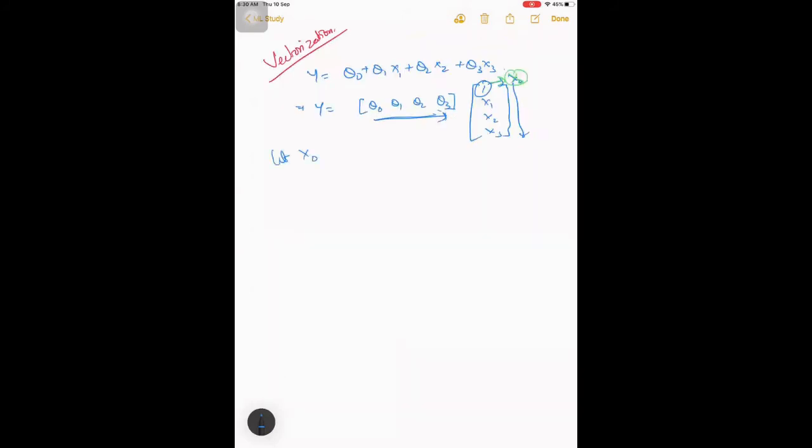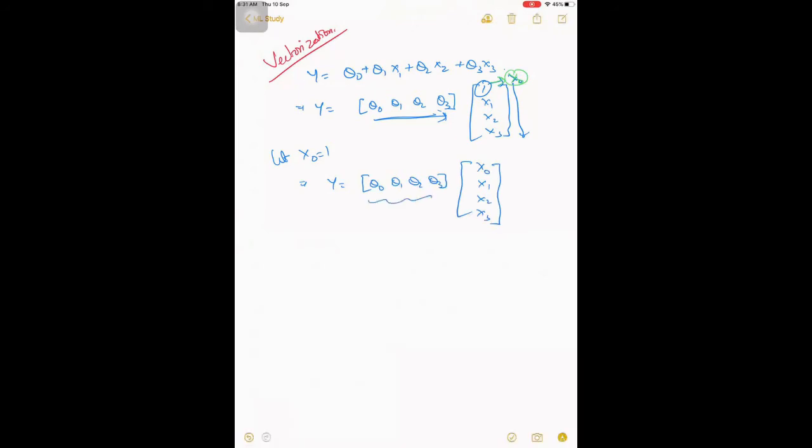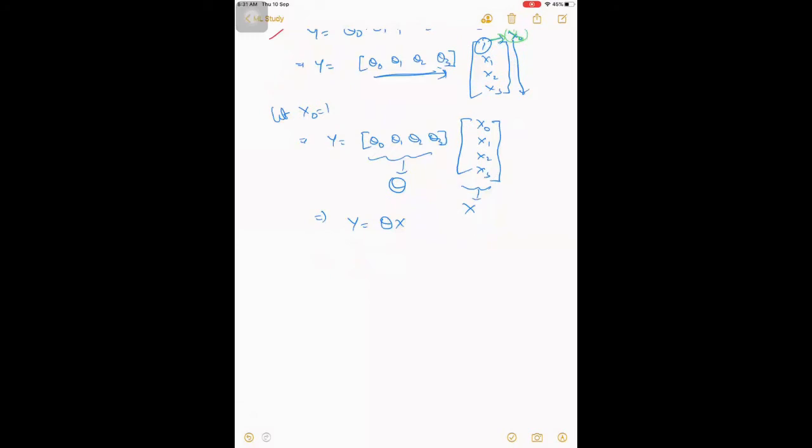Let x naught equal 1, then y equals theta naught plus theta 1 plus theta 2 plus theta 3, and you also have x naught, x1, x2, x3. So here, let's call it a big theta, and let's also call it x. You can generalize it as theta times x, where both are matrices. Even the output y in this case is a single variable. This is what we have till now.